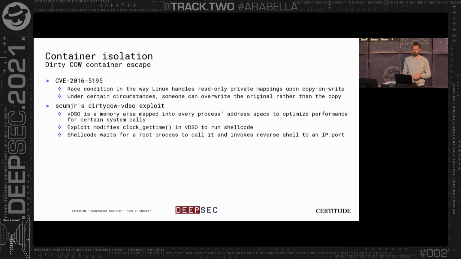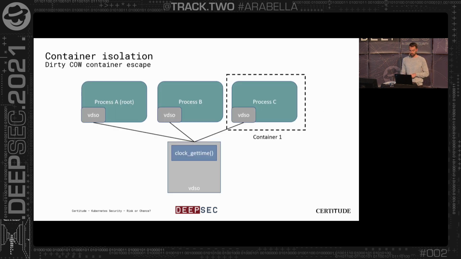So, for example, Dirty Cow. It's already 5 years ago that this vulnerability was published. It's a vulnerability in the Linux kernel that handles copy on writes in memory. It can be abused so that a race condition occurs, and an attacker can use this race condition to write to memory areas that actually shouldn't be writable. And there is an exploit for that that we can have a look at. It somehow works like that.